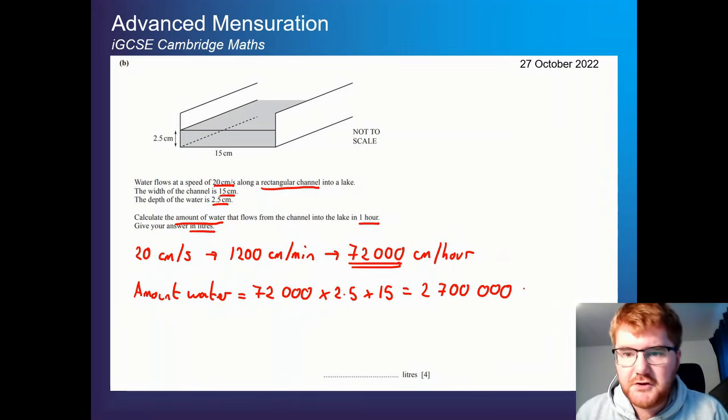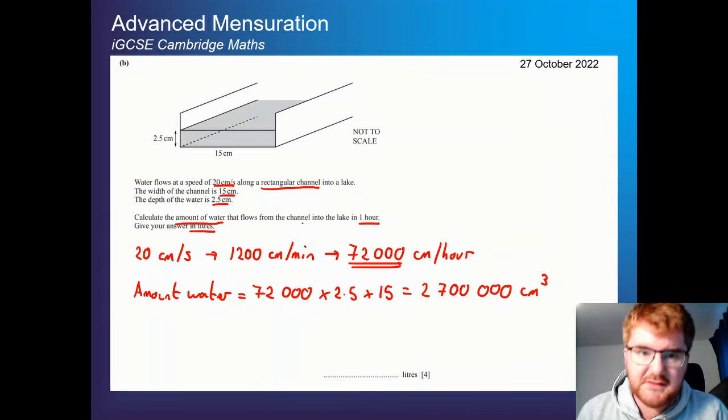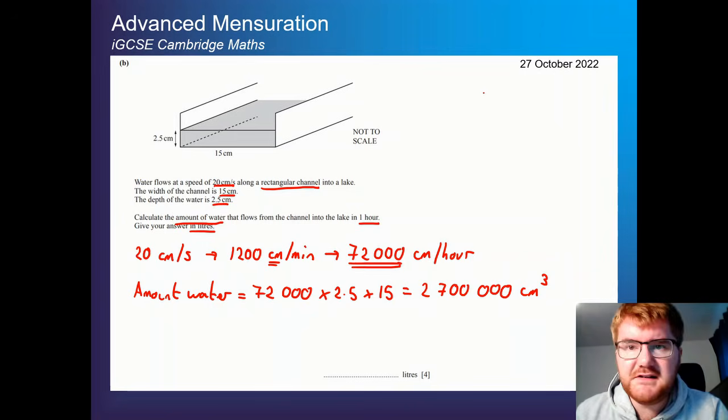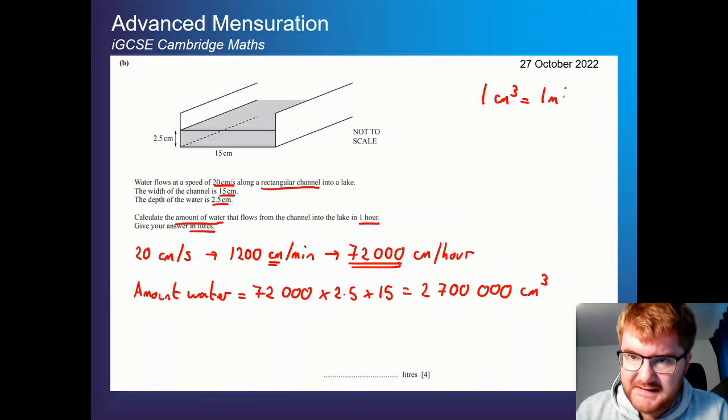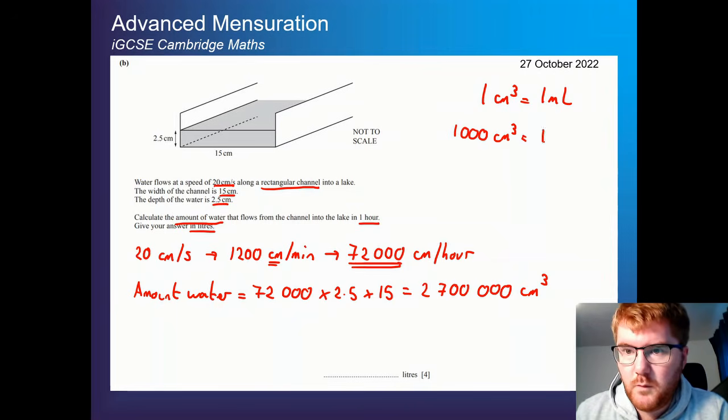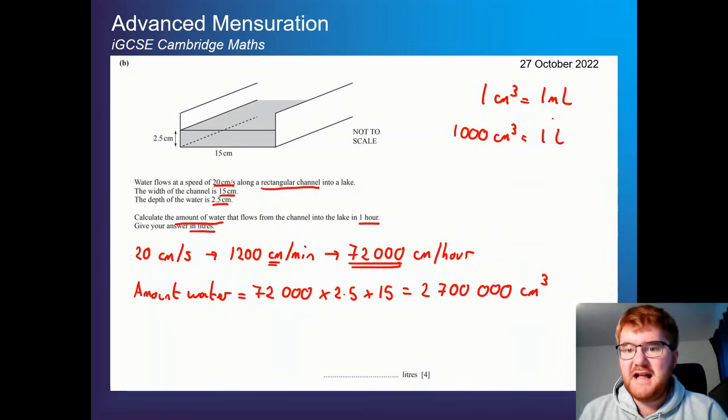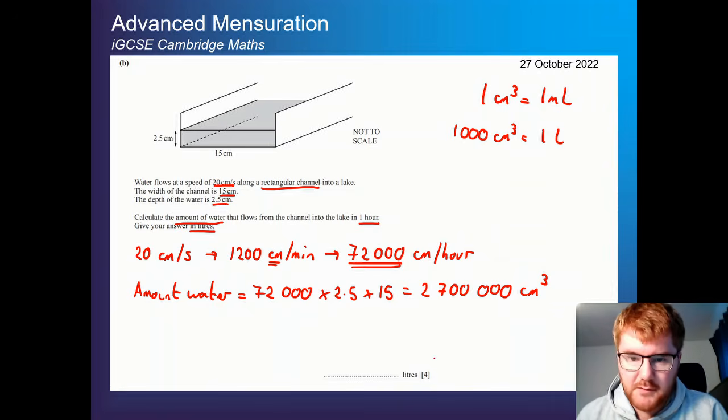Now this is in cubic centimeters, because notice we've worked in centimeters so far. We've worked out a volume essentially here, so that's why we're using cubic centimeters. And the conversion you really need to know is that 1 cubic centimeter is equal to 1 milliliter. So using that idea, 1,000 cubic centimeters is equal to 1 liter. So how does that help us in this problem? Because we want it in liters.